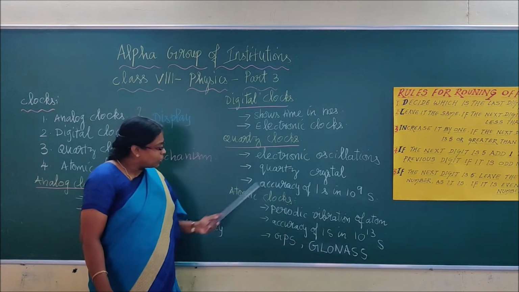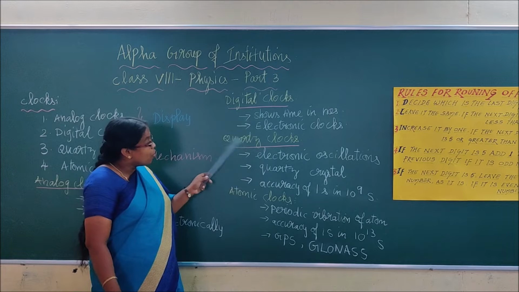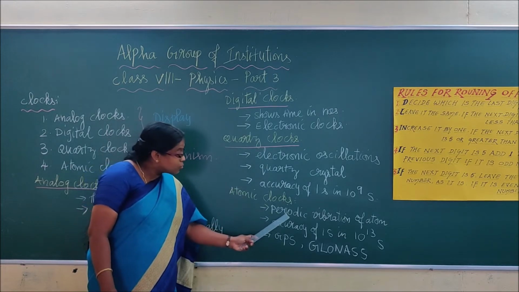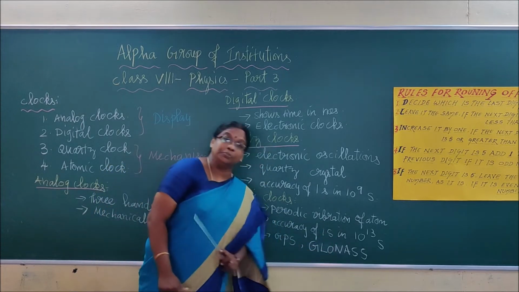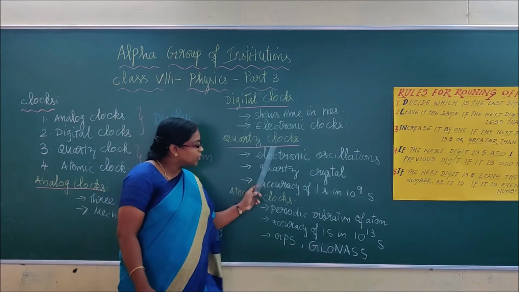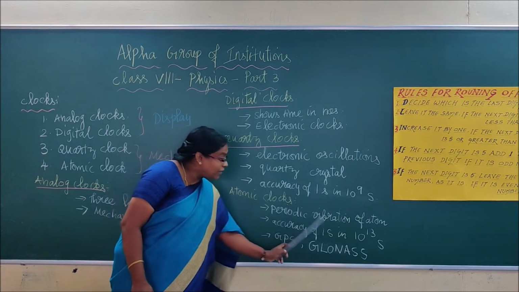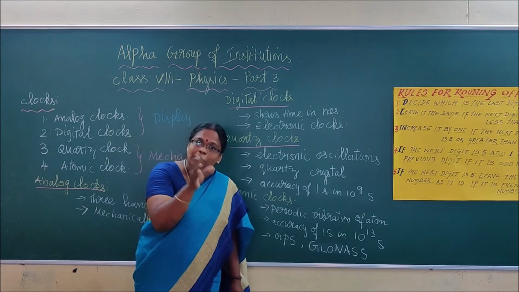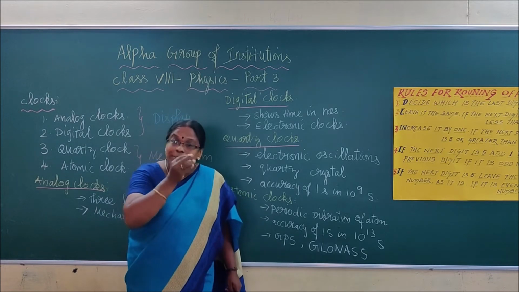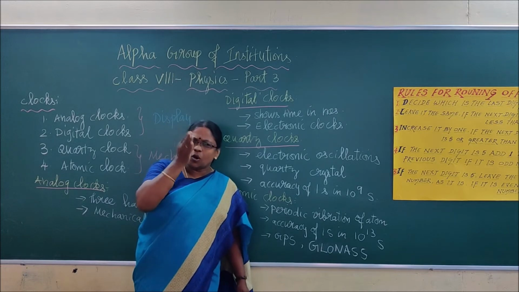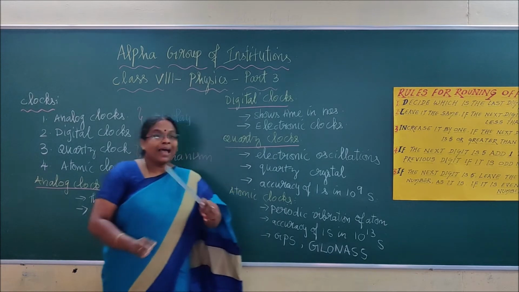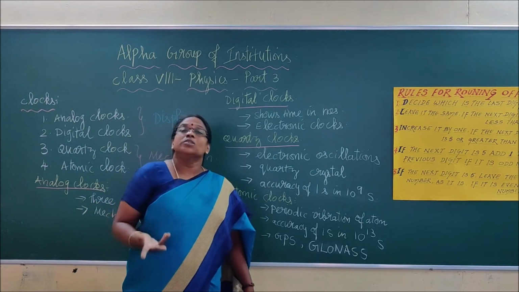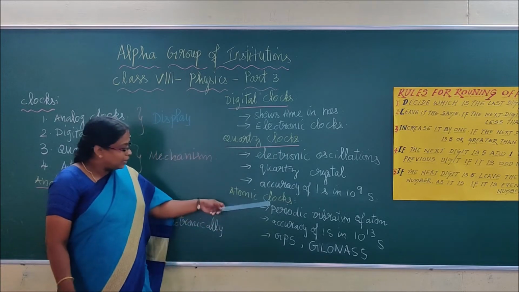Now you come to the next one, atomic clocks. This is more accurate than the quartz crystal. See, it makes use of periodic vibration of an atom. Here, electronic oscillations of the crystal. Here, periodic vibration of an atom. One atom will be taken. That atom will be made to vibrate. That vibration, which will go in a periodic, regular way, will be used in this atomic clock. See how scientific it is. Then how accurate it will be.